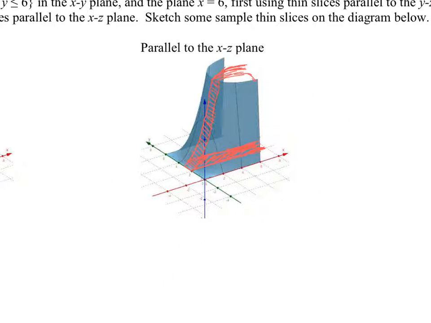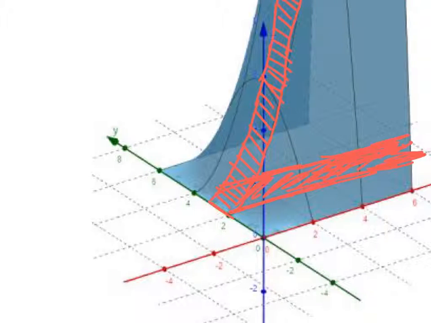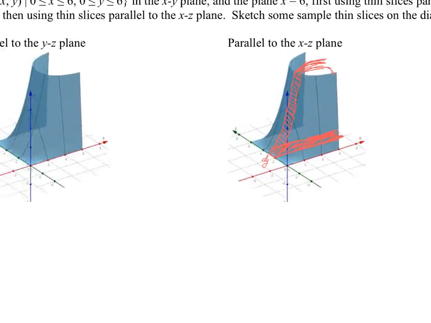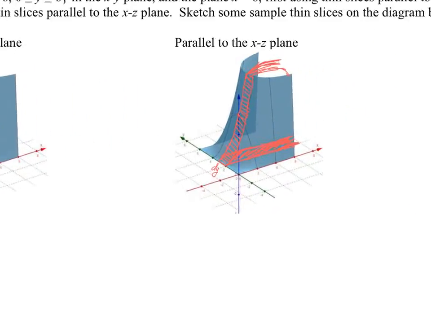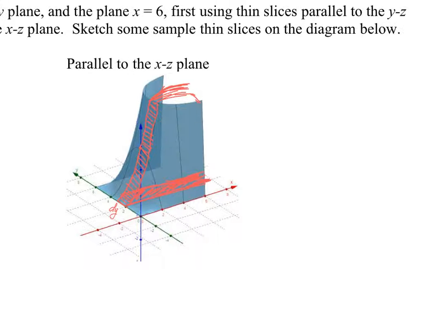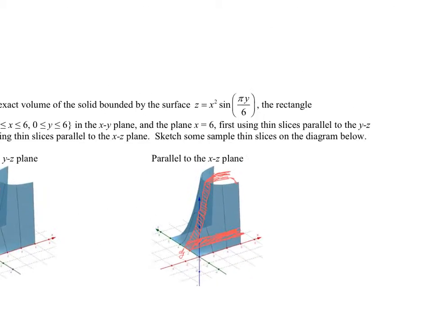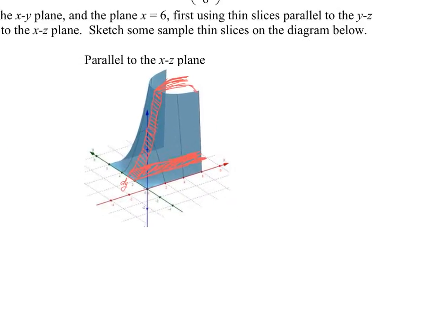All right. The idea here is that the thickness associated with it is along the y-axis. So that would be a dy. All right, so we're going to integrate this double integral using the original function, which I already forgot, x squared sine of pi y over 6.